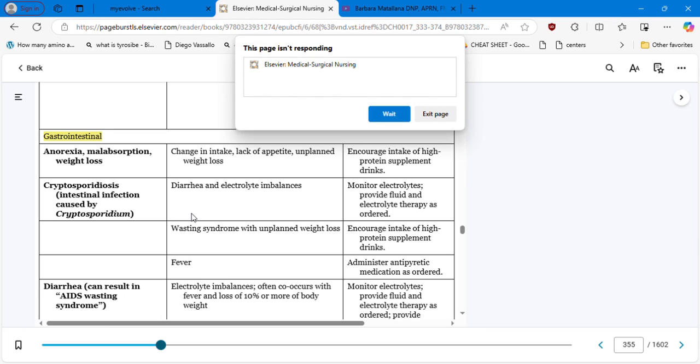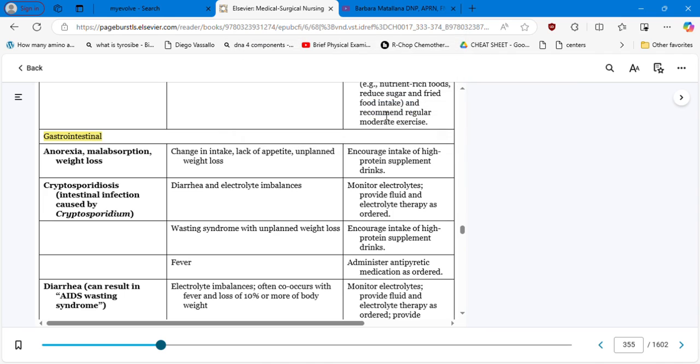Monitor the electrolytes. Remember, anything related to the intestine has to be related also to electrolytes. So you're going to see that in your CMP, right? Your calcium, magnesium, sodium, potassium, and so on. Wasting syndrome with unplanned weight loss. Encourage intake of high protein supplement drinks.